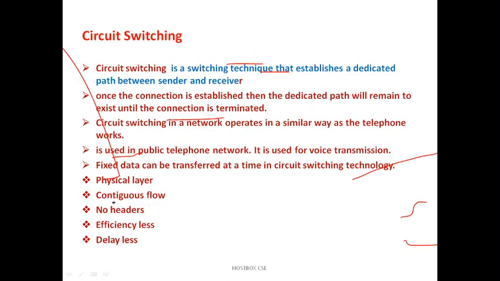Then moreover, the efficiency is less. Circuit switching efficiency is less because in today's technology you use WhatsApp, Facebook, whatever. We need internet speed and packet switching. There, wireless is common, but circuit switching falls in the category where efficiency is less, because in mobile, in your phone, what happens?